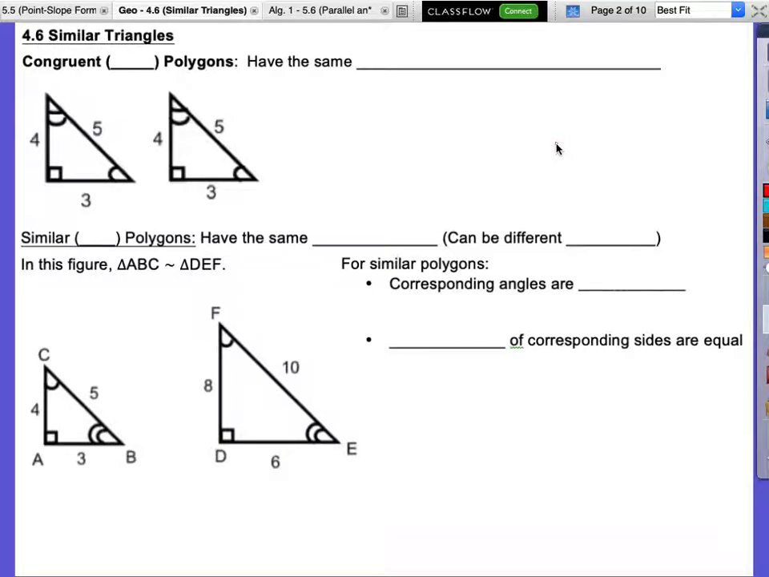Hey, we went over congruent polygons, so I'm going to move this a little bit. Oh, you're good. I'm sorry. We went over. Mr. Carlson. Oh. Okay, we went over congruent polygons before. That's what we were just talking about, actually.